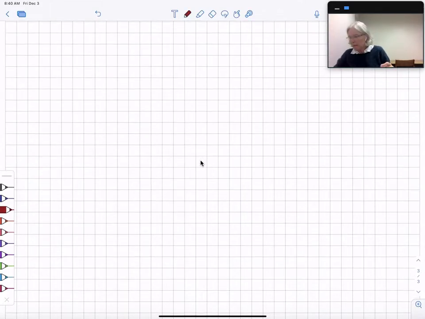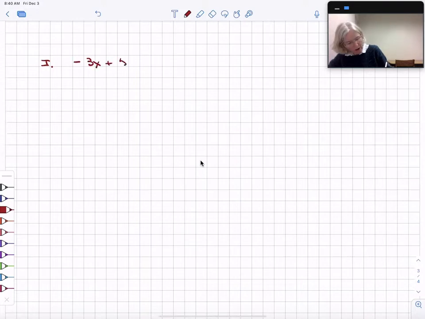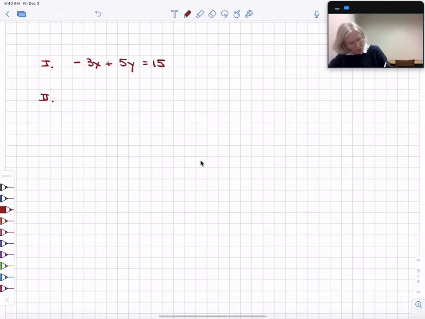Here's our new system. For this system, the first equation is negative 3x plus 5y is equal to 15. And the second equation is y plus 2 is equal to 3 times x minus 1. I'm just going to put these curly brackets as a system to remind myself when I solve it, I want my solution to have both an x and y value. I'm just going to set this up so I'm all set.